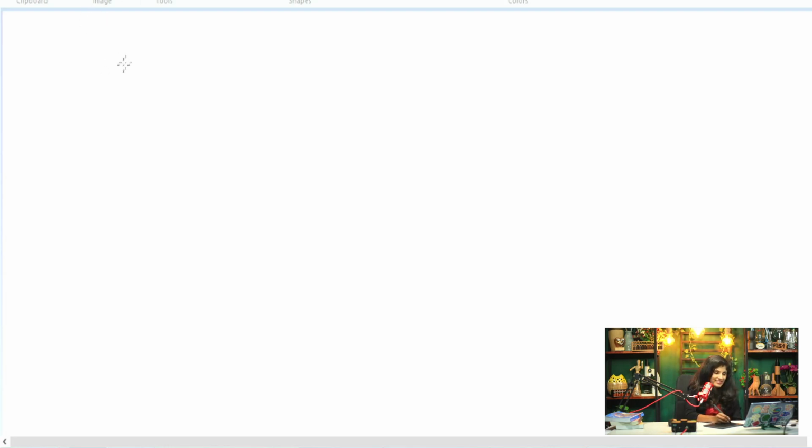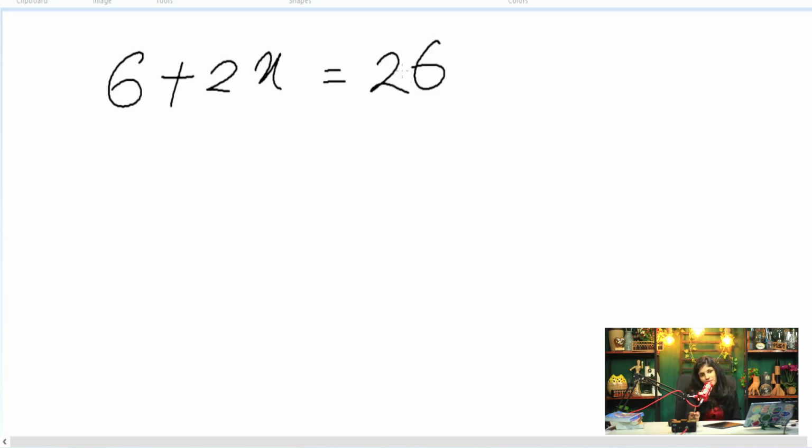So the next question. 6 plus 2x equals 26. Okay. Now, this question is little bit important. Because in last few questions, we have removed the second part. But here, I have to tell you that you have to keep the x value positive always. As much as possible, okay? Because when x value is positive, it's easy to simplify. Always try your best to keep the x positive.